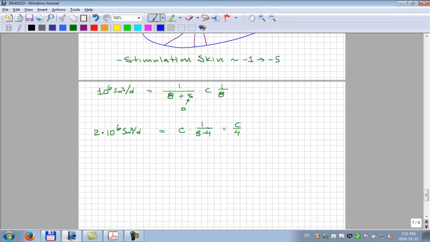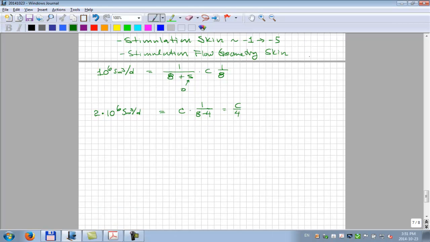And then finally there's a flow geometry term, which is important. Flow geometry skin. Now, here I'm talking about, we've got a reservoir like this, and we're comparing with a well that's drilled vertical through here, perforated completely.